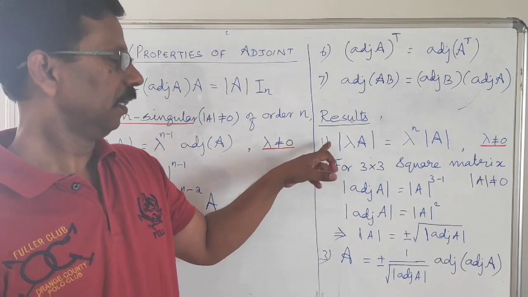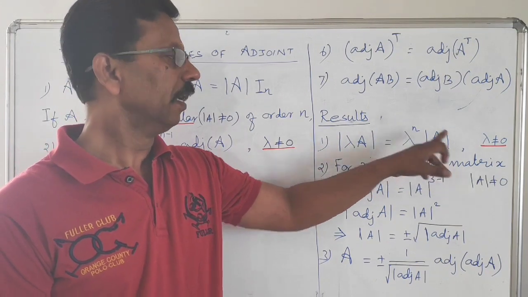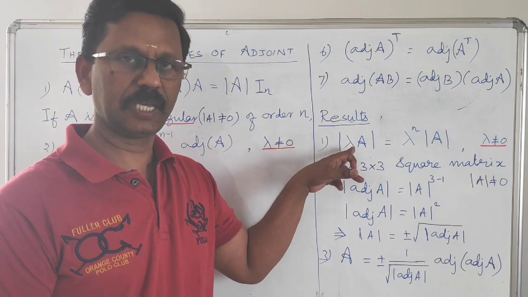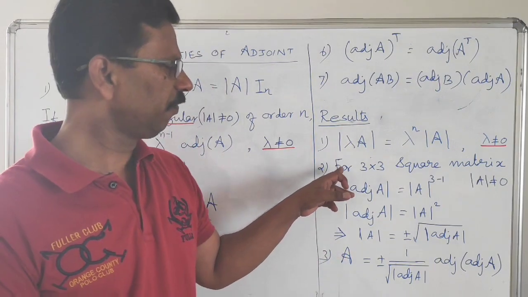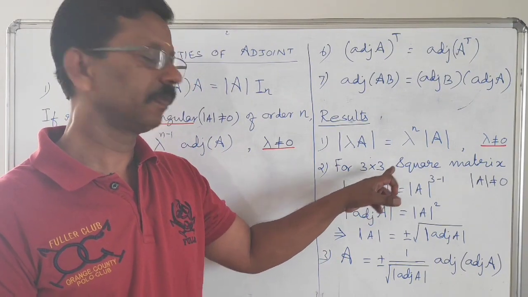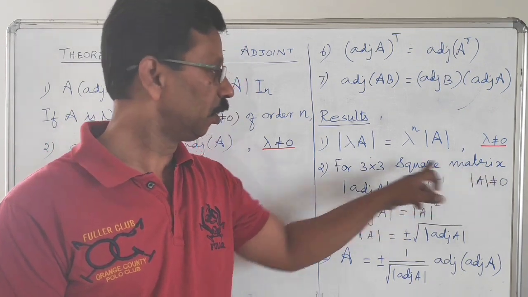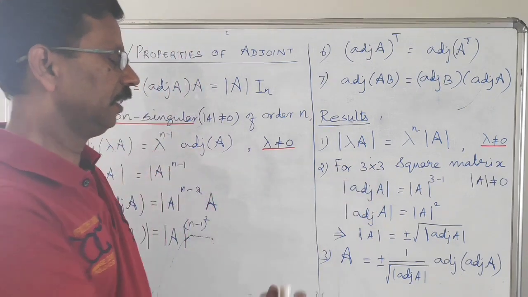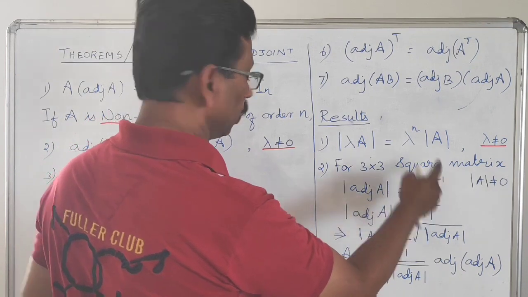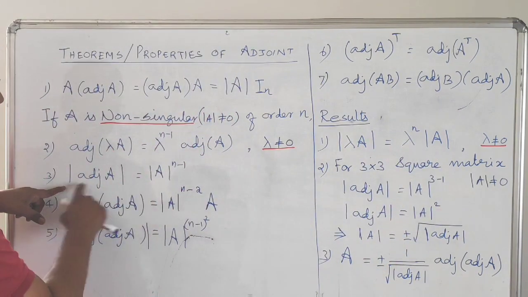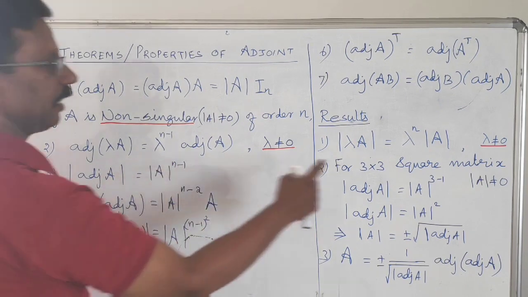Now the first one is determinant of lambda A is equal to lambda power n into determinant A. Here also lambda is a non-zero scalar, that is, lambda value not equal to 0. Now if this 3 by 3 is a non-singular square matrix, that is, determinant A not equal to 0 for this 3 by 3 matrix, then determinant of adjoint A is equal to determinant A power 3 minus 1 based on this property number 3. If it is order n, you can write n minus 1. If it is order 3, you can write 3 minus 1.